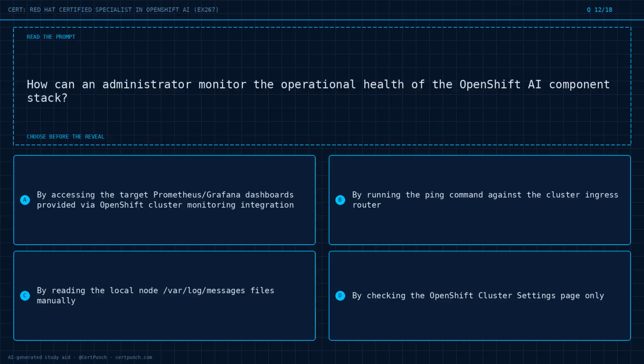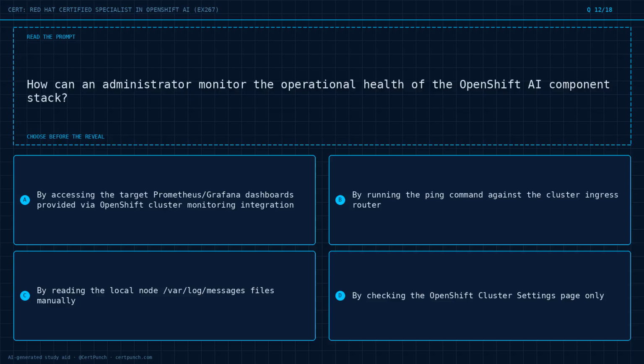Question 12 of 18. How can an administrator monitor the operational health of the OpenShift AI component stack? Option A. By accessing the target Prometheus/Grafana dashboards provided via OpenShift cluster monitoring integration. Option B. By running the ping command against the cluster ingress router. Option C. By reading the local node /var/log messages files manually.